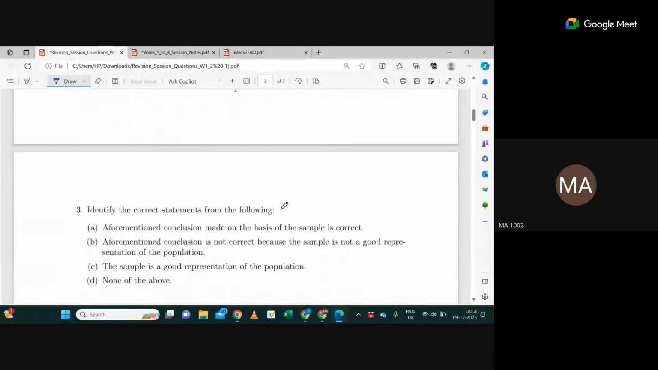Okay, so tell me about this question. You have to identify the correct statement. The aforementioned conclusion made on the basis of the sample is correct. The aforementioned conclusion is correct because the sample is not a good representative. The sample is a good representation of the population. B. Okay, I got one vote for B. What about others?